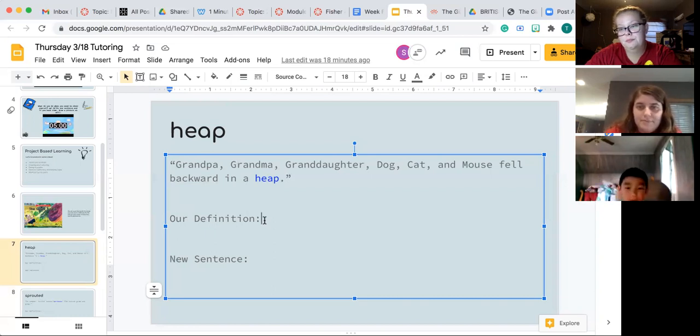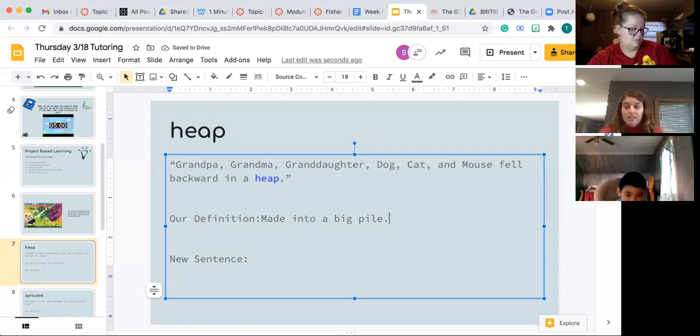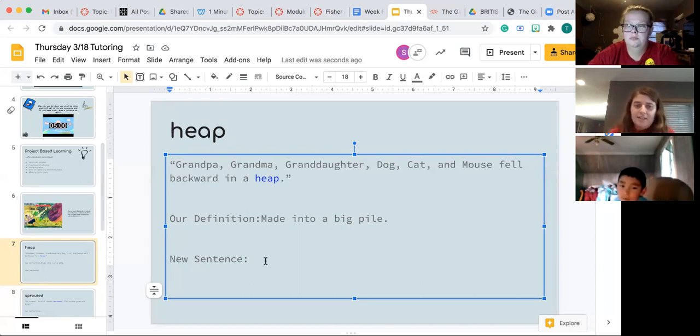That you fly backwards, because they flew backwards and then they made into a big pile, whatever you want to call it. It was like a big dust. I agree with that. I would say that they were made into a big pile because they were all stacked on top of one another, weren't they? Yes. So how could we use the word heap in a new sentence? If we said that it's made into a big pile, how could we use heap in a different sentence?